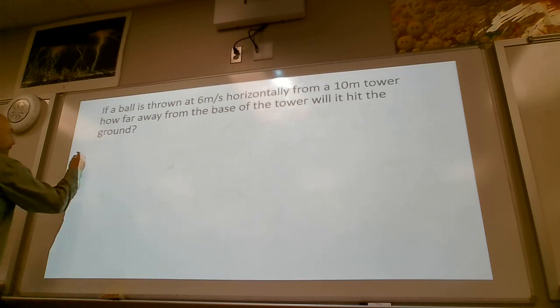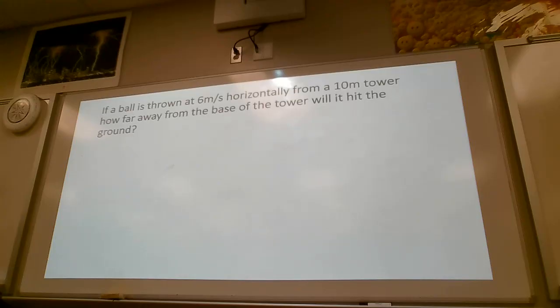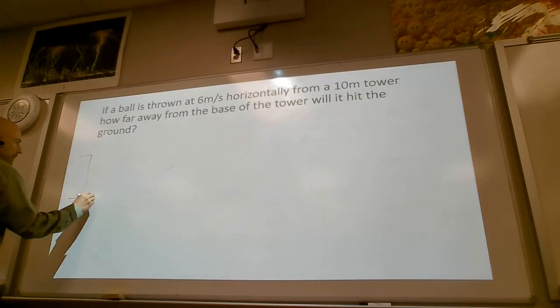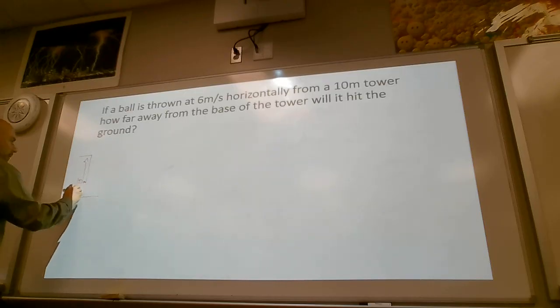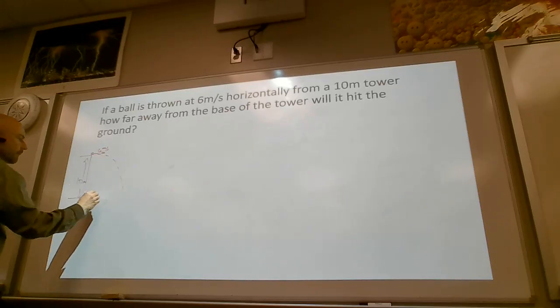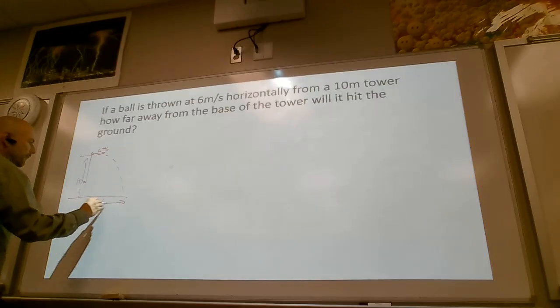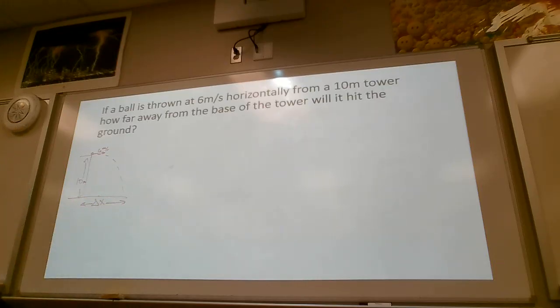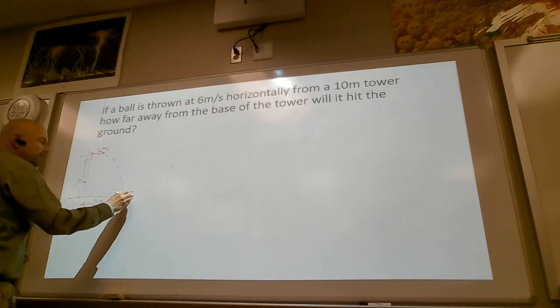If a ball is thrown 6 meters a second horizontally from a 10-meter tower, how far away from the base of the tower will it hit the ground? First step, draw a picture. Pick your initial and your final positions.